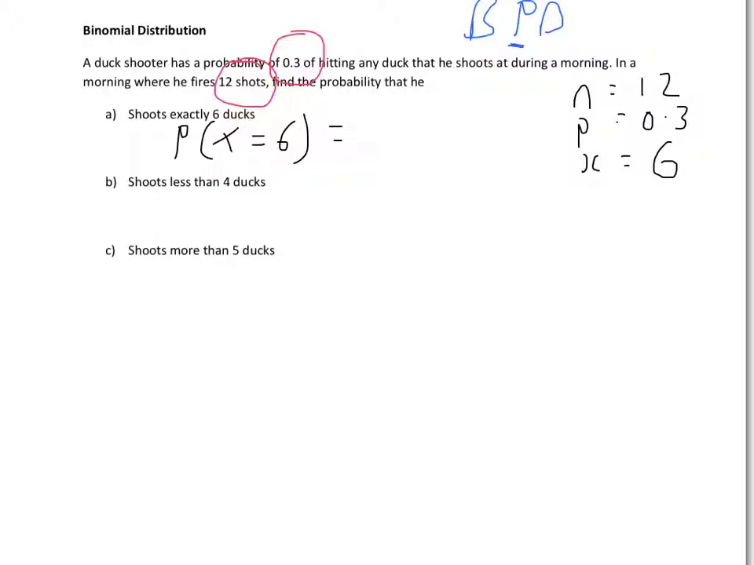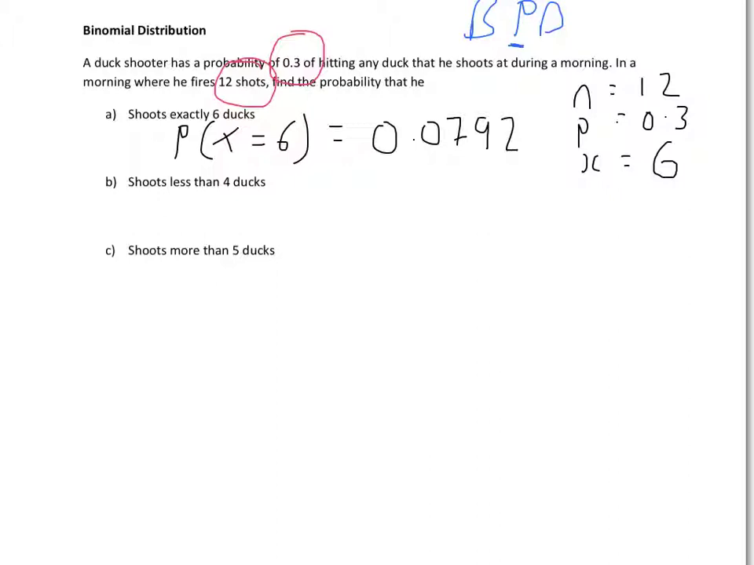So you're going to go in, and if you do it under BPD, you'll get 0.0792. If you've done it under BCD, you'll get a completely different number. It'll be all the numbers up to and including 6: the probability of getting 0 ducks, 1 duck, 2 ducks, 3, 4, 5, 6 ducks, which is not what we want. We want exactly 6 ducks.